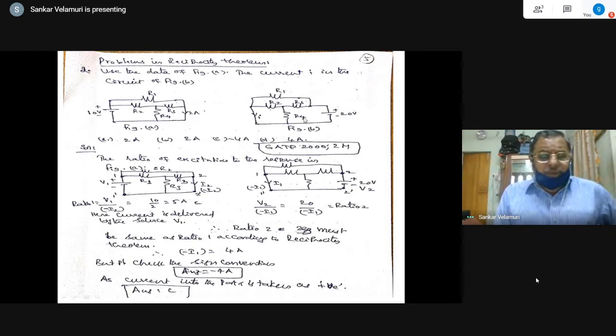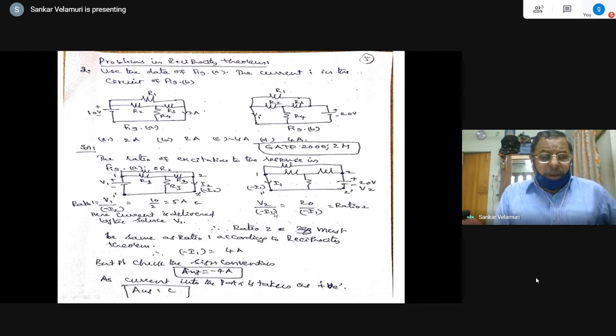Now look at figure B. What happened in figure B? The voltage source is being taken as 20 volts. So 10 volts multiplied by 2. And current is flowing through this: 2 amps, minus 4 and 4 amperes, and it is a GATE question for 2 marks. Now the ratio of the excitation to the response is, so here V1 is equal to 10 volts and minus I2. Minus I2 means it is I2 dash. It is not the negative current, as I mentioned, it is only the direction. So 10 by 2 is 5 amperes.